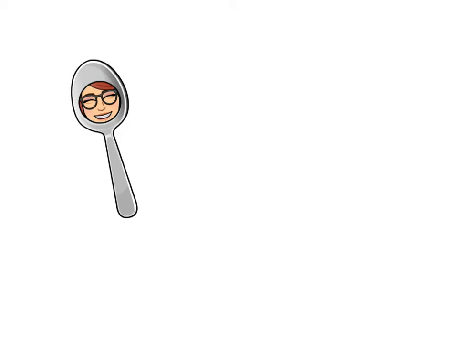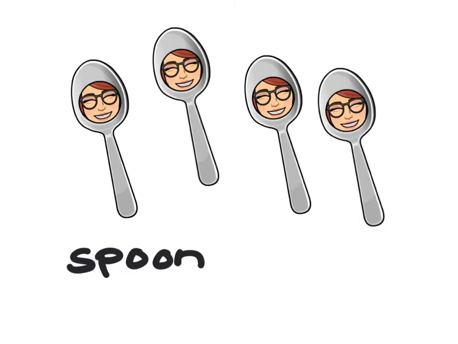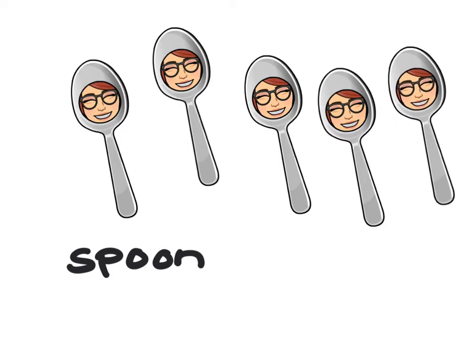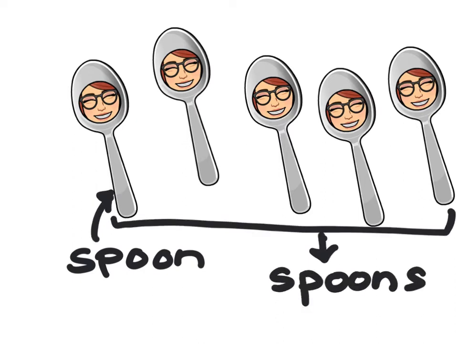So in this picture, I have just one spoon. But what about if I add more? Now our word turns from a singular word talking about just one to a plural word talking about all of these. So we would have to add an S to the end and our word would be spoons. I have many spoons.